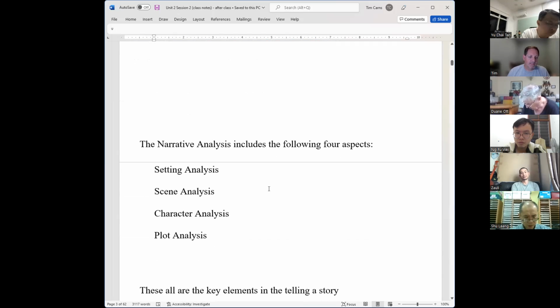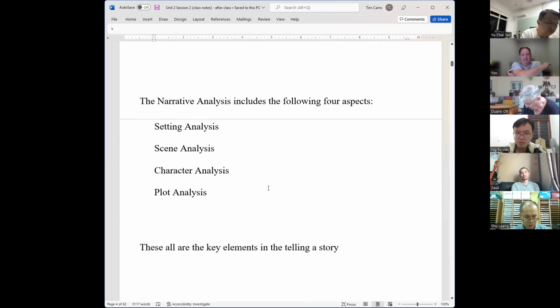And so last week we talked about the four key components of narrative analysis: setting, scene, character, and the plot. And if you remember, the setting, the focus there is on the details, the background of the story, where it happened, when it happened. The scenes are the building blocks of a story. They're the separate pieces that make up the particular story that carry the sequence of events.